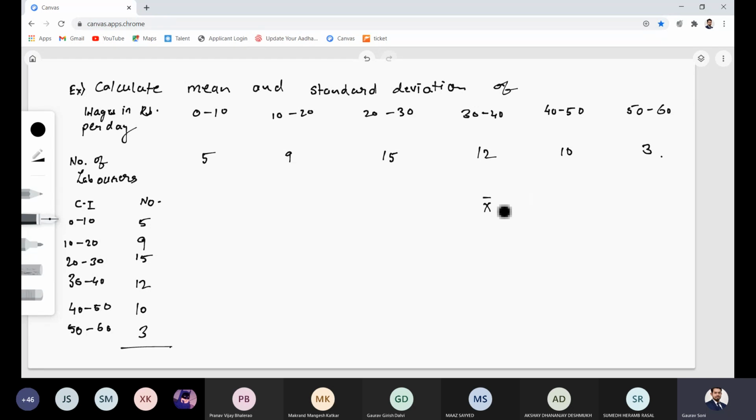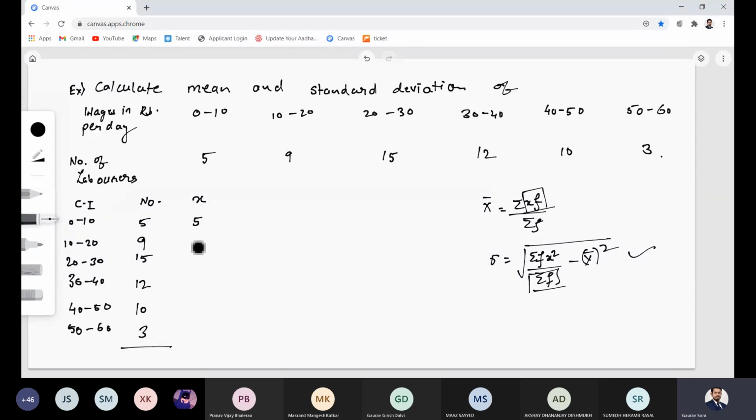For x bar, the formula is summation x into f upon summation f. For standard deviation, sigma is equal to under root summation f into x square upon summation f minus x bar square. This is the formula. So how many summations do I need? I need summation f, so I have made a column for summation f. Then I need an xf column. So I will need x. How do we find x? Lower limit of the interval plus upper limit divided by 2.